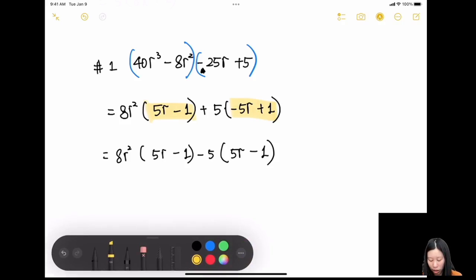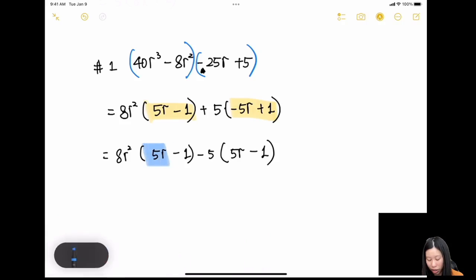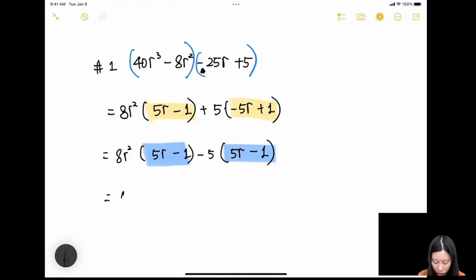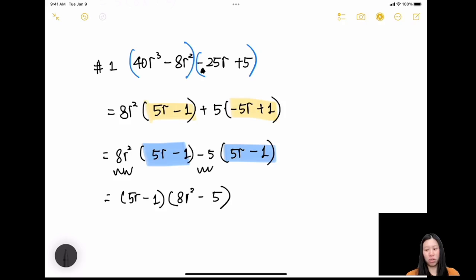Okay, so now take a look. What do they have in common? They have the two parentheses in common. So that means I can pull these out. I have 5r minus 1 times what's left? 8r squared and minus 5. That's how you factor it.